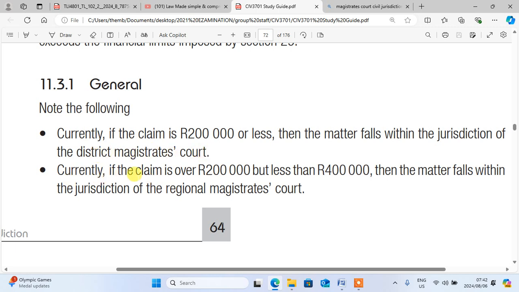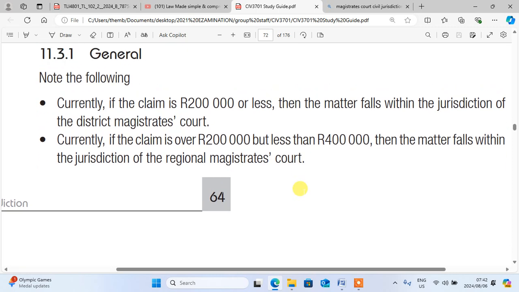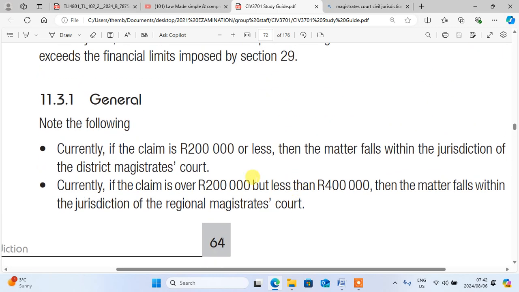Currently, if the claim is over 200,000 but less than 400,000, then the matter falls within the jurisdiction of the regional magistrate court. So you can see here that we have to look at whether the amount that has been claimed is over 200,000 or less than 200,000, to know which court is likely to hear it.